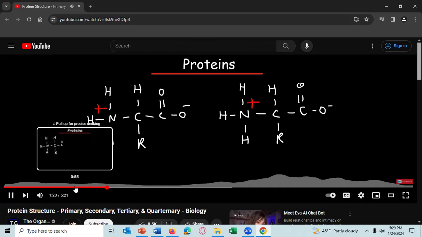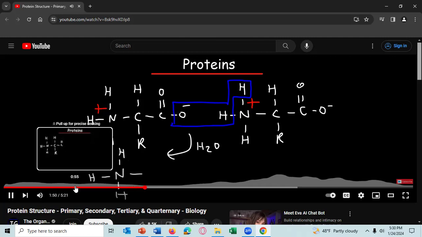Now, these 2 amino acids can react with each other in a condensation reaction where we're going to lose water, and we're going to connect the 2 amino acids into one molecule. So once water is removed, we could form a peptide bond. This is also called a dehydration reaction because you're losing water. And so this is going to be the new product of the reaction.